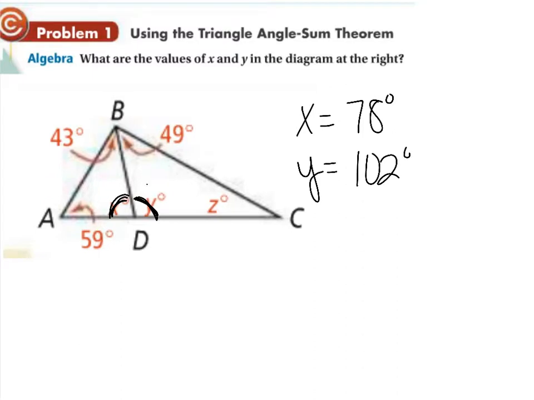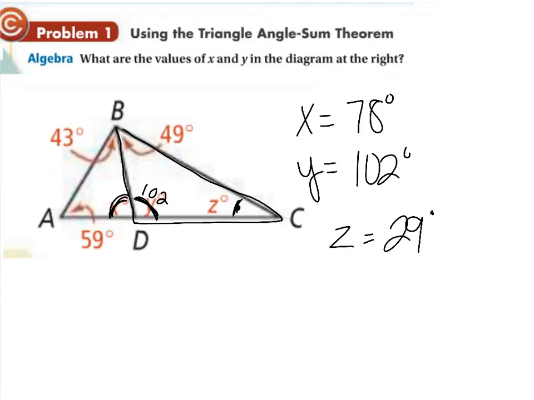And if I know that this one is 102, do you suppose you could figure out z over here? Because again, I'm just looking in this little triangle here. I haven't ever really even used the great big triangle, though I could have. There would be different ways to do this. But I've got my 102 and my 49. If I subtract those from 180, I end up at 29. So then angle z is going to be 29 degrees.